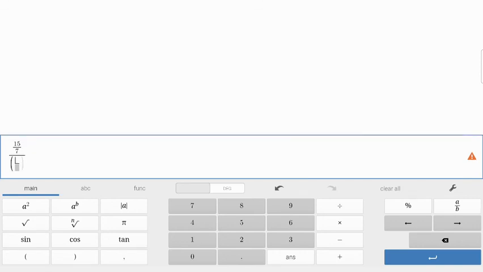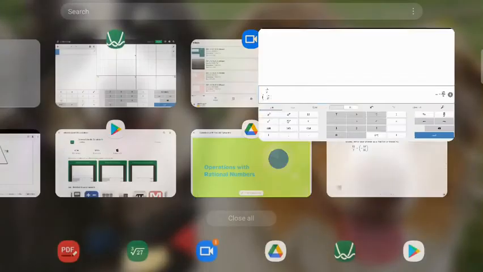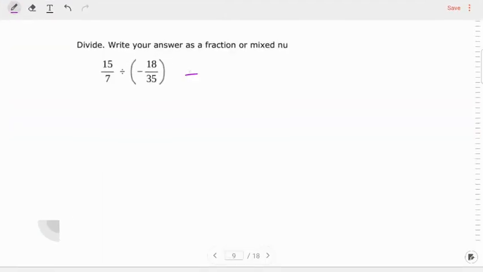So 15 over 7 divided by, and that problem did have parentheses. It was another fraction, and we had negative 18 over 35. And you'll see when I click my fraction at the end, I get negative 25 over 6. And that's just my final answer.